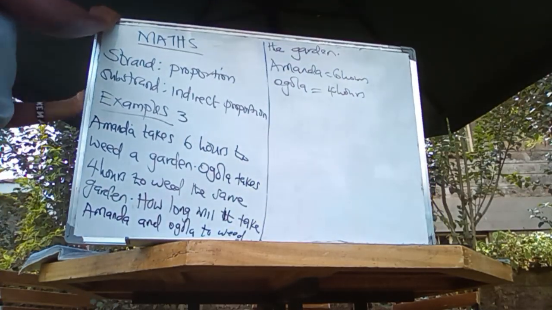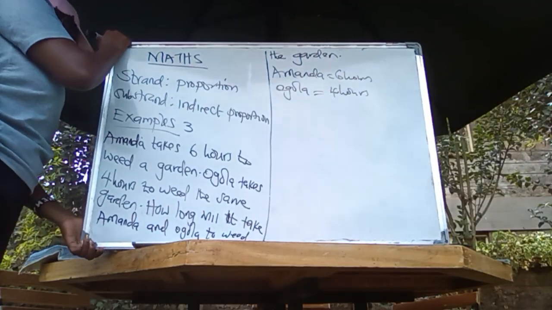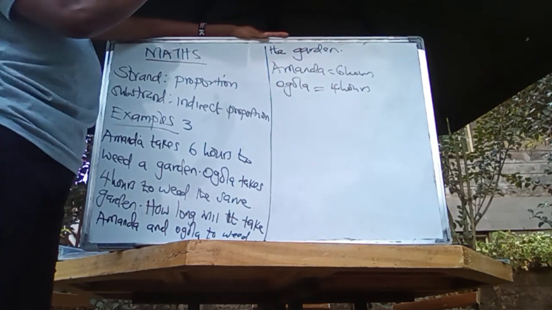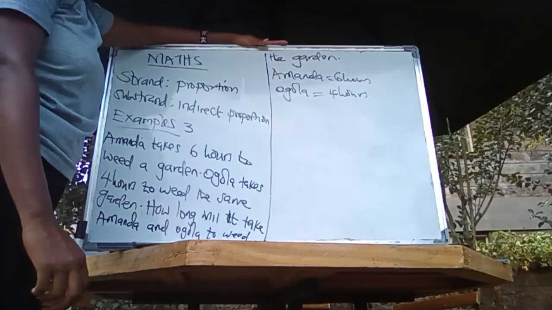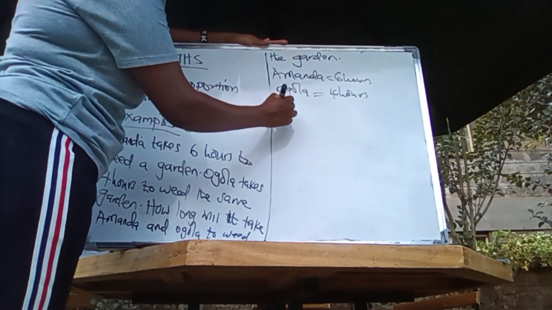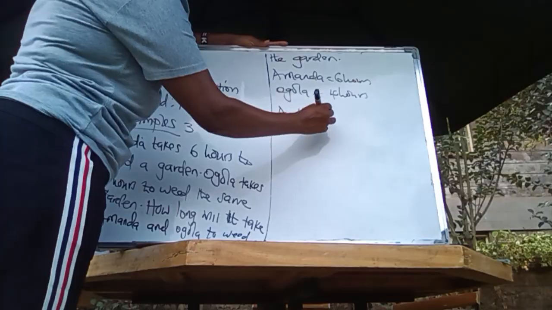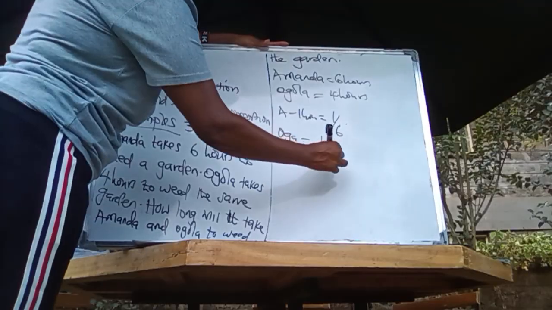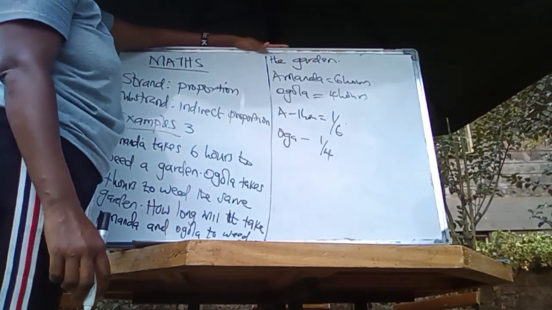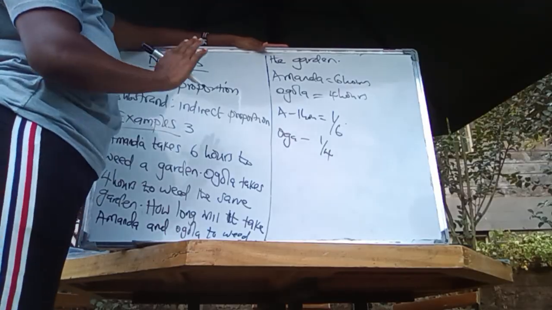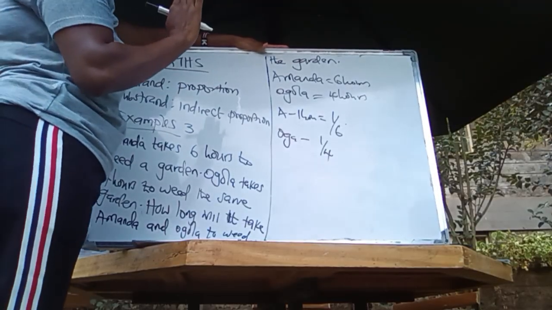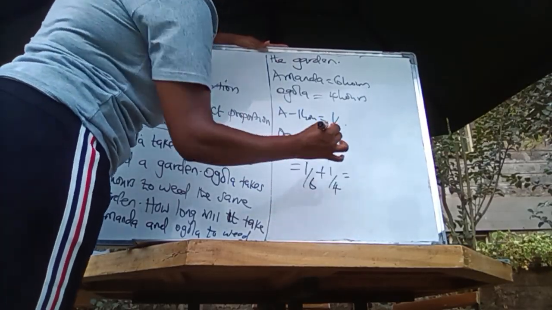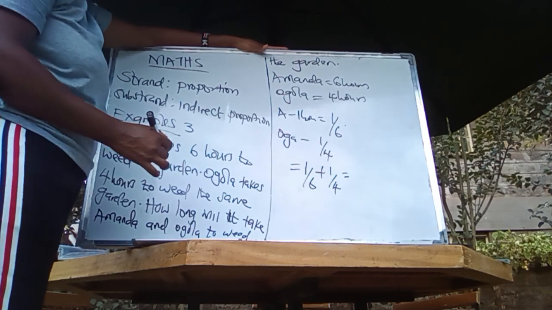So now, if the two are going to weed the shamba together, you must know in 1 hour how much each person weeds. Amada in 1 hour is weeding 1 over 6, and Ogola in 1 hour is weeding 1 over 4. So when you combine their work, you say 1 over 6 plus 1 over 4.